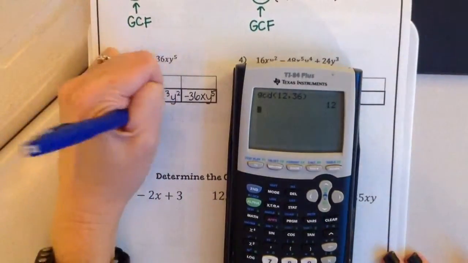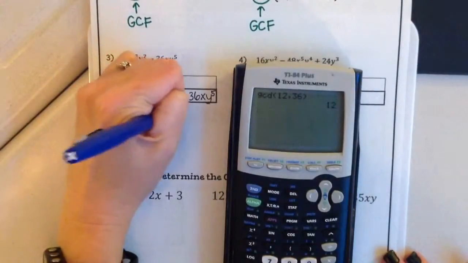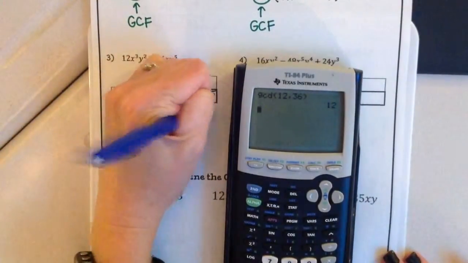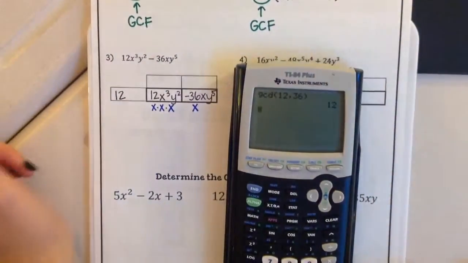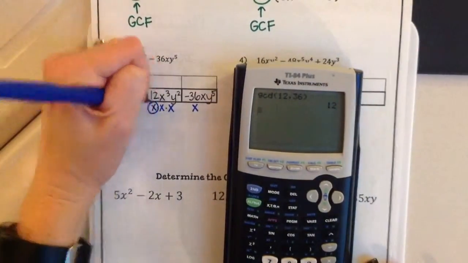All right, so now we're going to look at x's. So x to the third means I have x times x times x, and x to the first power means I just have x. So what is the largest amount of x's that I can factor out of each term? That would only be 1x.